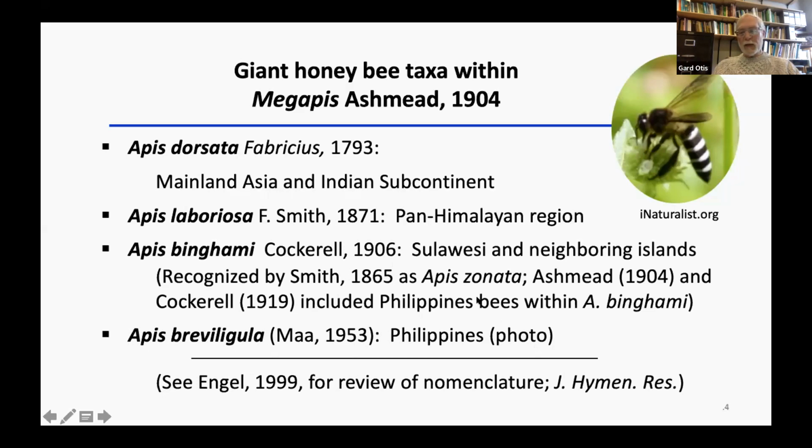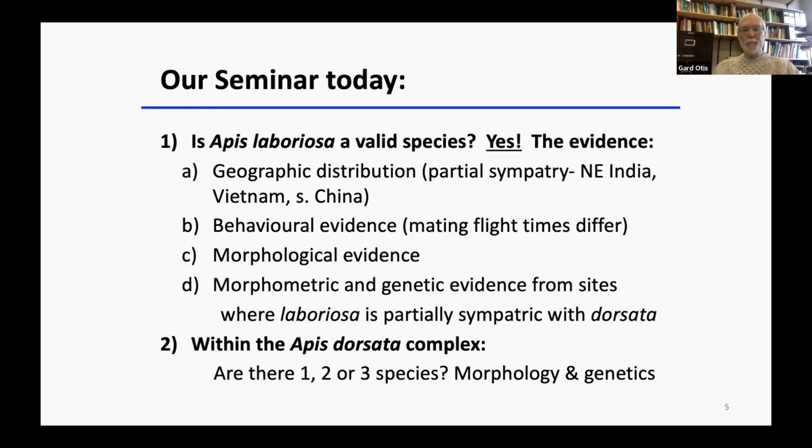If you're interested in the taxonomy of honeybees and the nomenclature, please go to see Mike Engel's paper. And oh my goodness, I can't remember where it is. Oh, I put it right there, Journal of Hymenoptera Research, because he's reviewed the like 175 names or something that have been applied to honeybees. And I won't try to repeat all that here.